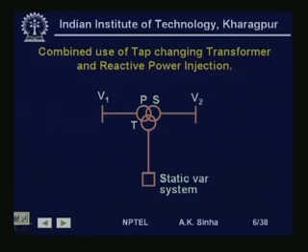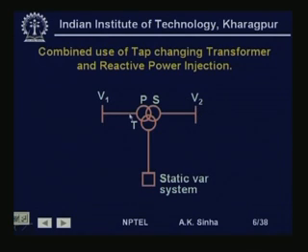Now, sometimes we would like to use a combination of the transformer taps as well as the reactive power injection devices, such as static VAR systems or static compensation, any static compensation device like maybe STATCOM and other devices. So, here I am showing this: between these two buses, voltage V1 is at the sending end and voltage V2 is at the receiving end.